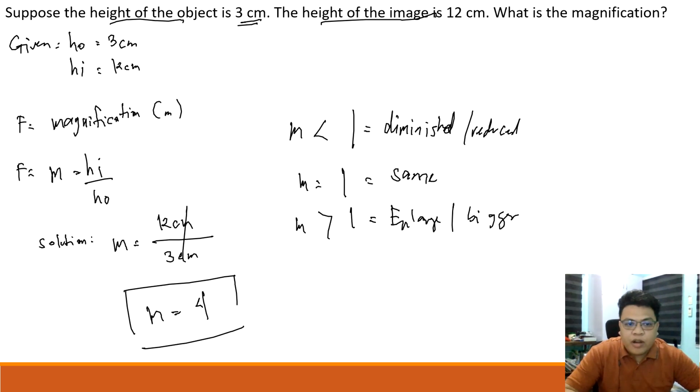So based on our magnification here, this is greater than 1. So meaning our image is magnified or enlarged. Do you get that? Okay, so let's try another problem.